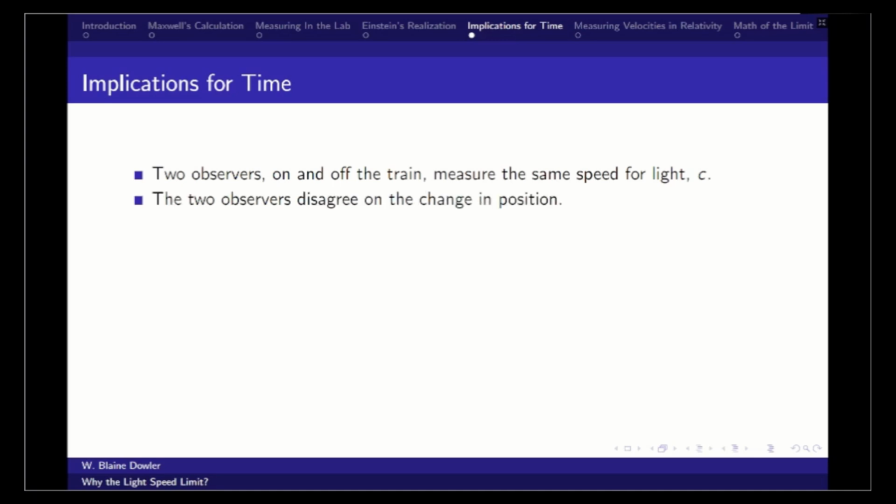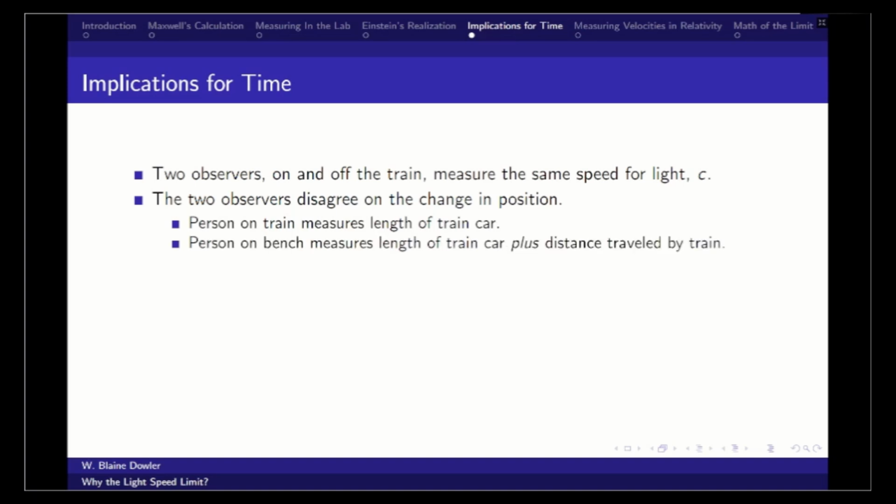They disagree on the change in position. How? The person on the train says that light went from one end of the train car to the other, so the total change in position is just the size of the train car. The person on the bench will measure the length of that train car plus the distance traveled by the train itself.